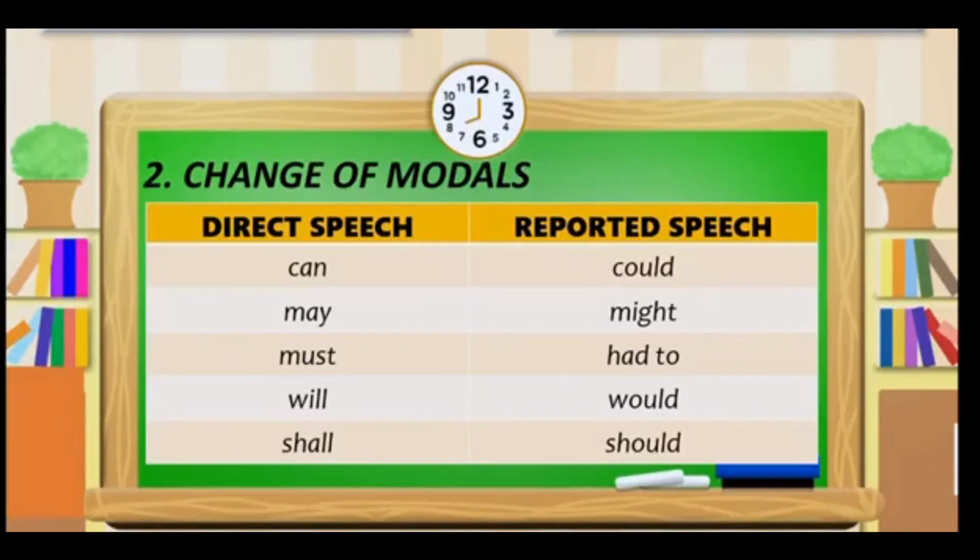We also change the modals when transforming a direct speech into reported speech. Here's the list of most commonly used modals. We use can, may, must, will, and shall in direct speech. When transformed to reported speech, it will be could, might, had to, would, and should.